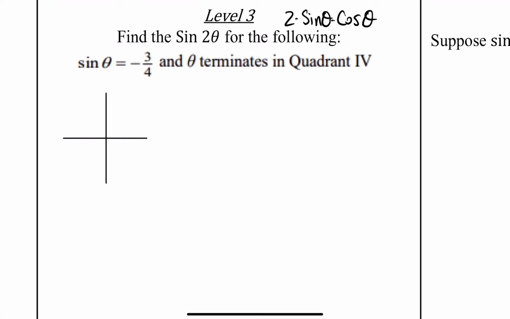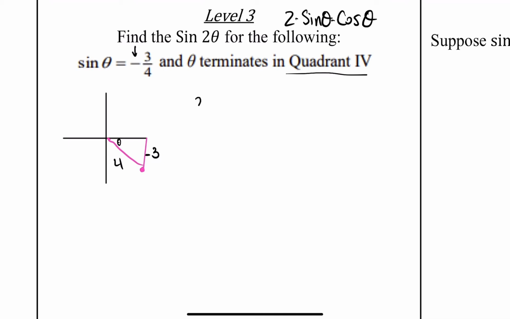So what I'm going to do is draw my picture here. I know that sine is negative, so it's got to be in either quadrant 3 or quadrant 4. And it literally tells me it terminates in quadrant 4. So I'm going to draw my picture in the 4th quadrant. And since sine is opposite over hypotenuse, my opposite is going to be 3, my hypotenuse is going to be 4.